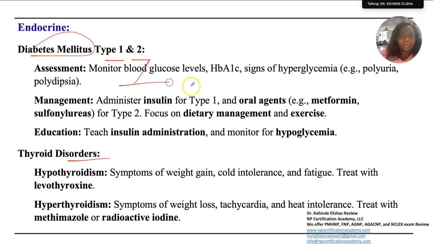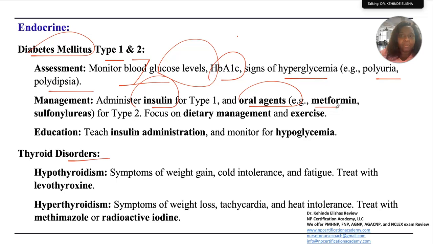So what do you want to do for them? How do you want to assess them? You want to definitely monitor blood glucose level, hemoglobin A1C. We don't want it to be more than 5.6, right? You want to watch for signs of hyperglycemia like polyuria and polydipsia. Management, you want to administer insulin for type 1. And of course, the oral agent metformin will be appropriate for type 2.